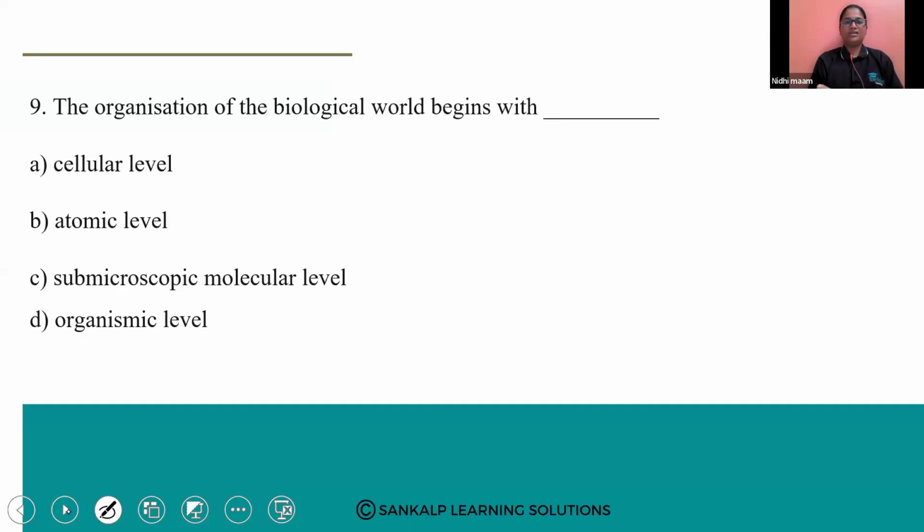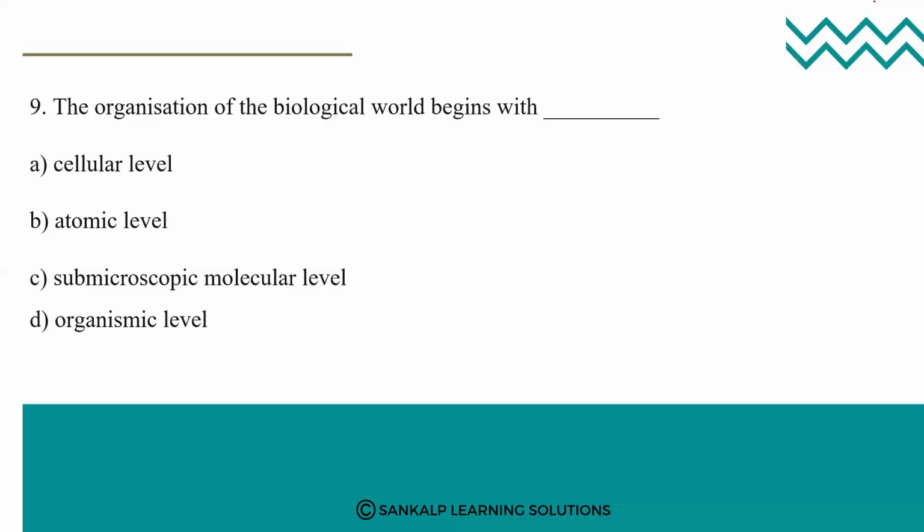Next question. The organization of the biological world begins with cellular level, atomic level, submicroscopic molecular level, organismic level. That is, when we start to organize the organisms, from which stage will we begin?